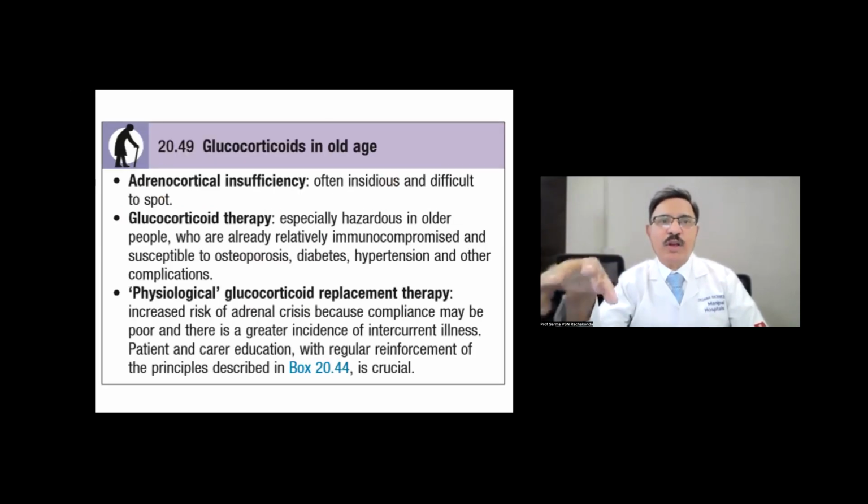And in old age, what you see with glucocorticoids is adrenocortical insufficiency, often insidious and difficult to spot. That is why it is the disease of death, guys. Glucocorticoid therapy is especially hazardous in older people who are already relatively immunocompromised and susceptible to osteoporosis, diabetes, hypertension, and other complications. So before putting an elderly person on glucocorticoids, think about the hazards of steroids. These hazards are much greater in the elderly because of osteoporosis, diabetes, and hypertension.